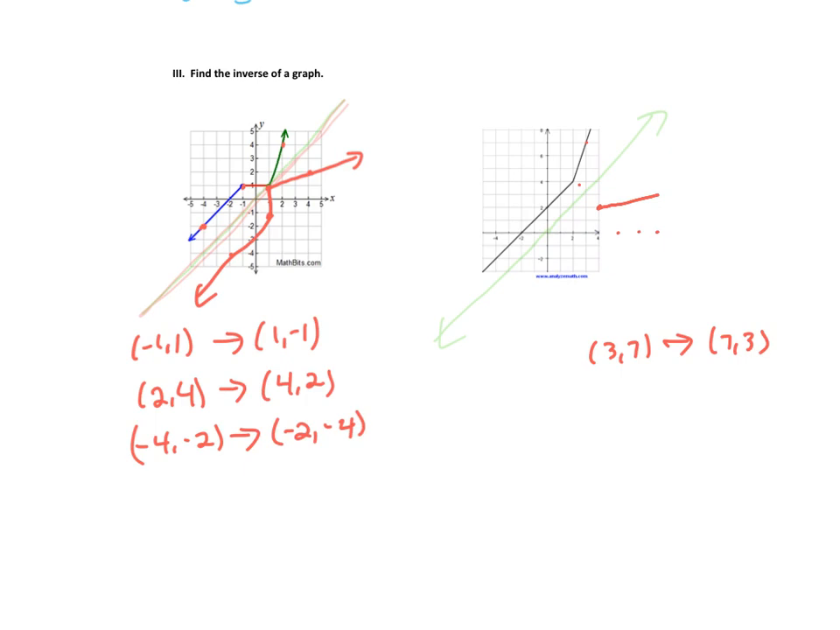And then I see this point -2, 0. So let's graph the point 0, -2 to help us get a good idea of where this is going. And once again, you can see visually, if you turn your paper, you can see the symmetry, the fold line, right?